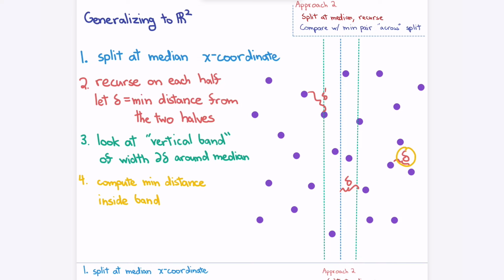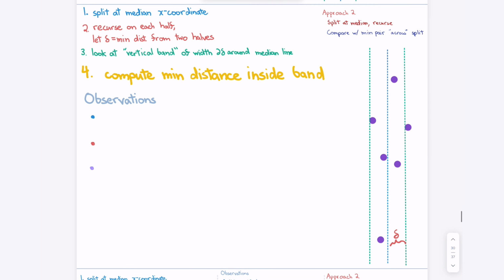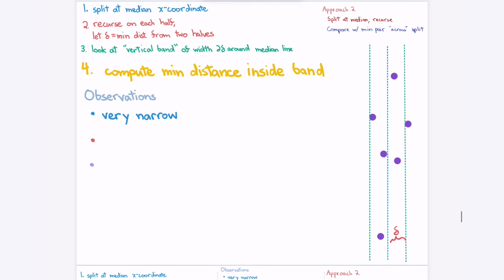Okay, I mean, here it doesn't look like there's many points inside, but maybe there's many points inside. Okay, so I'll keep it moving. So some basic observation about what's going on inside this band, right? We just have to get those pairs that are inside this narrow band. Okay, it's very narrow. That's the first observation.